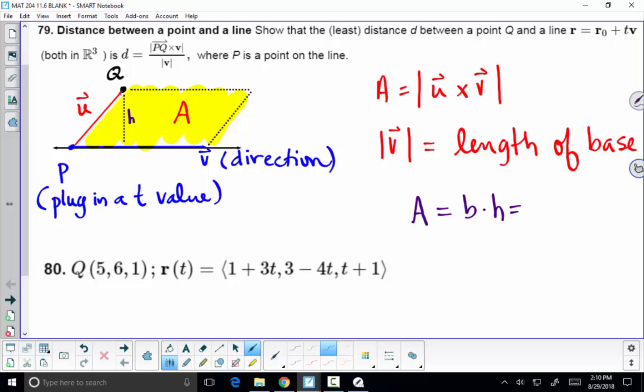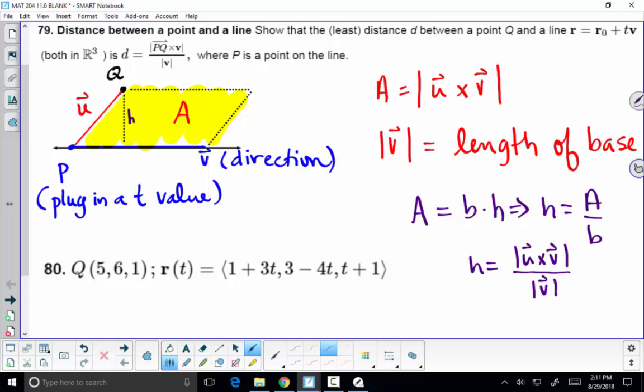So the area of a parallelogram is base times height. That tells us that the height is the area divided by the base. So the height of the parallelogram is equal to the length of U cross V divided by the length of V. And that's what that equation is up there.